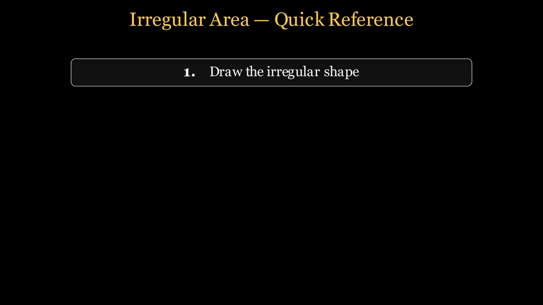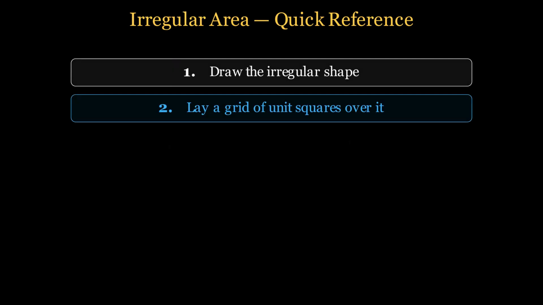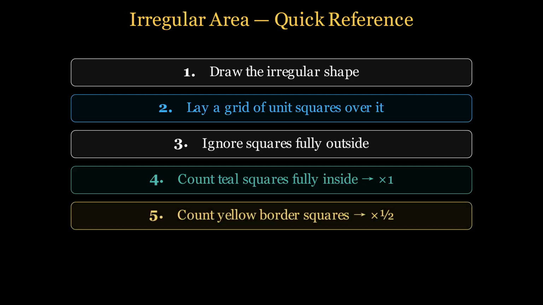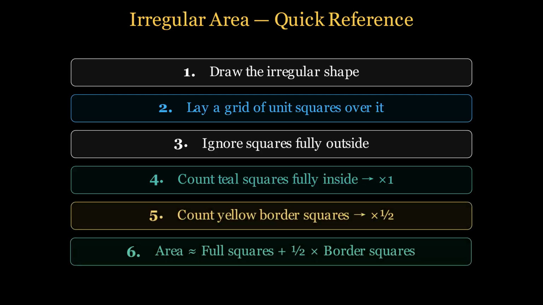Quick reference. Draw the shape, lay the grid, ignore outside squares, count inside squares times 1, count border squares times 1/2. Area equals full squares plus half the border squares.